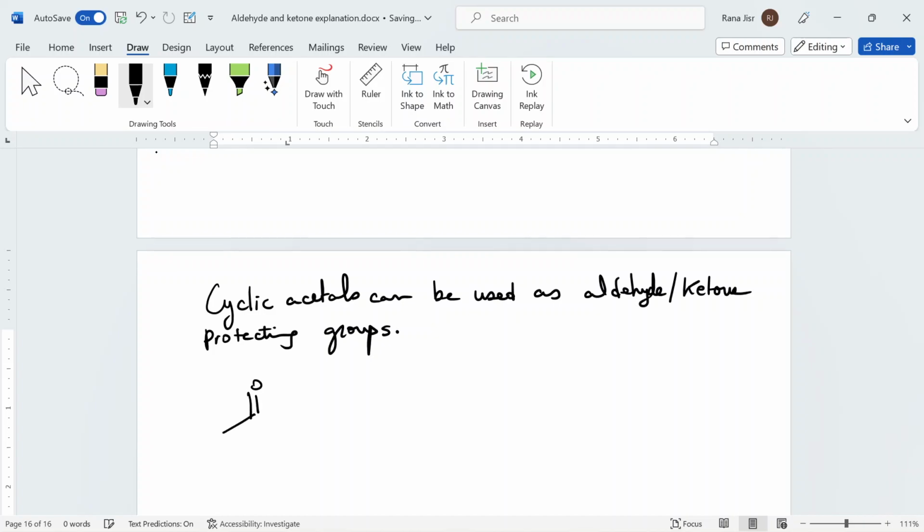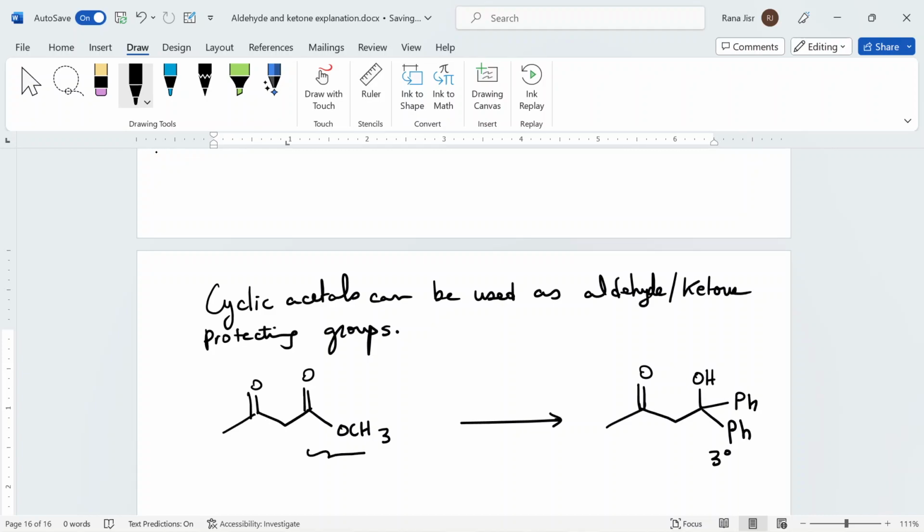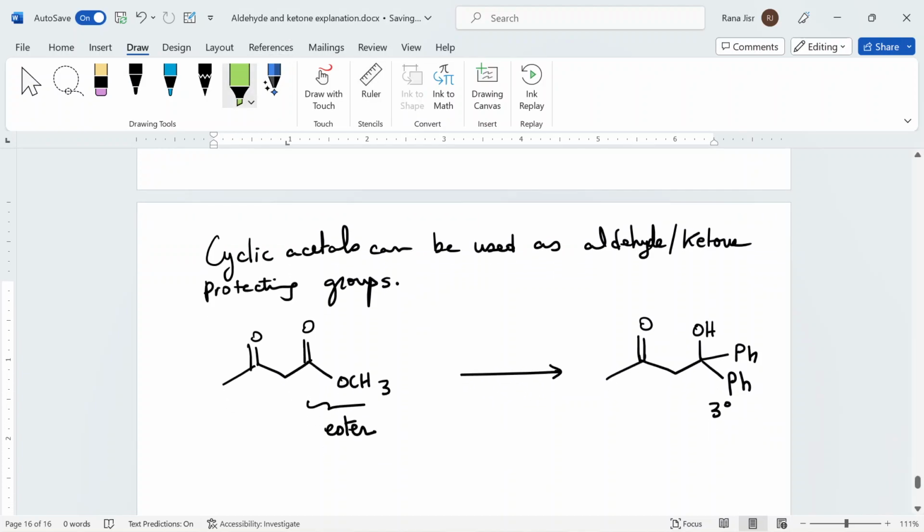So let's say, for example, if we had this dicarbonyl compound, and I want to change this into this compound over here. Now I know that because I went from an ester into a tertiary alcohol, so this is an ester group. I went from an ester into a tertiary alcohol. This is my ester. And I went into a tertiary alcohol in this case. I added two phenyl, so this is definitely Grignard.